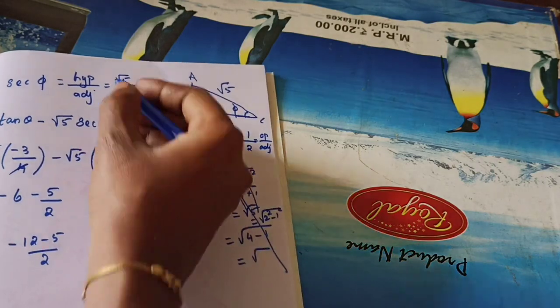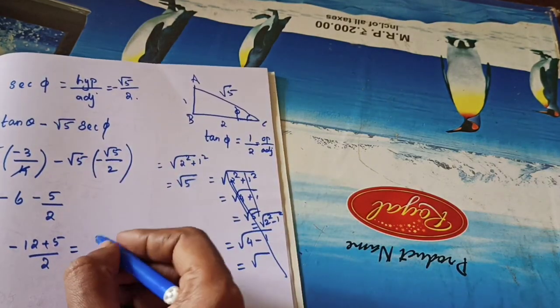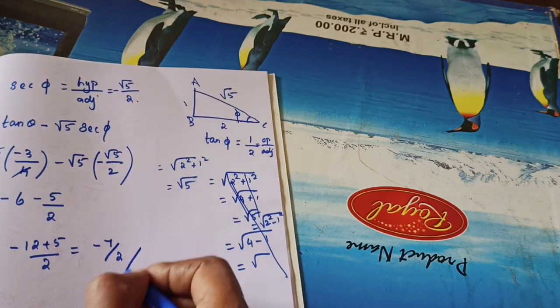Here secant also is negative, correct? Negative. So plus, that's equal to minus 7 by 2. That's the answer.